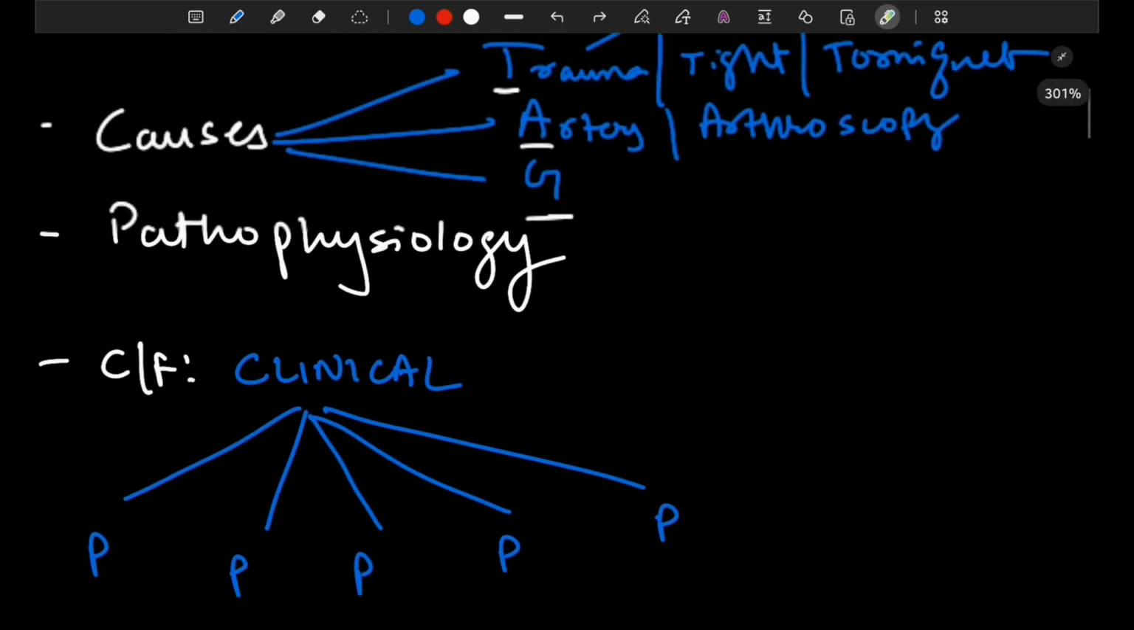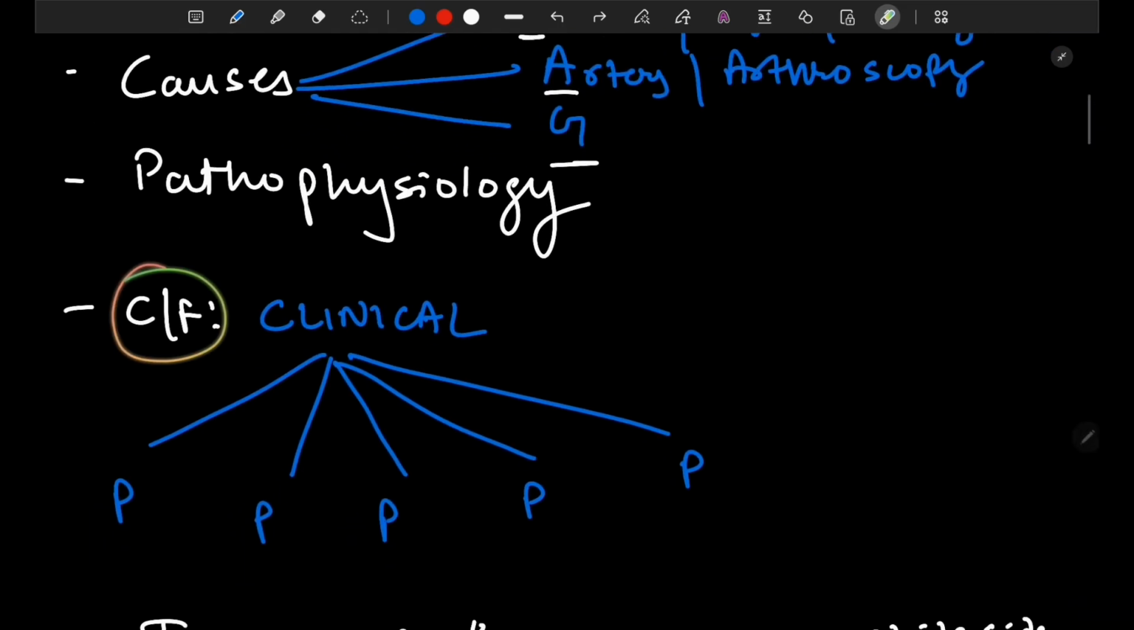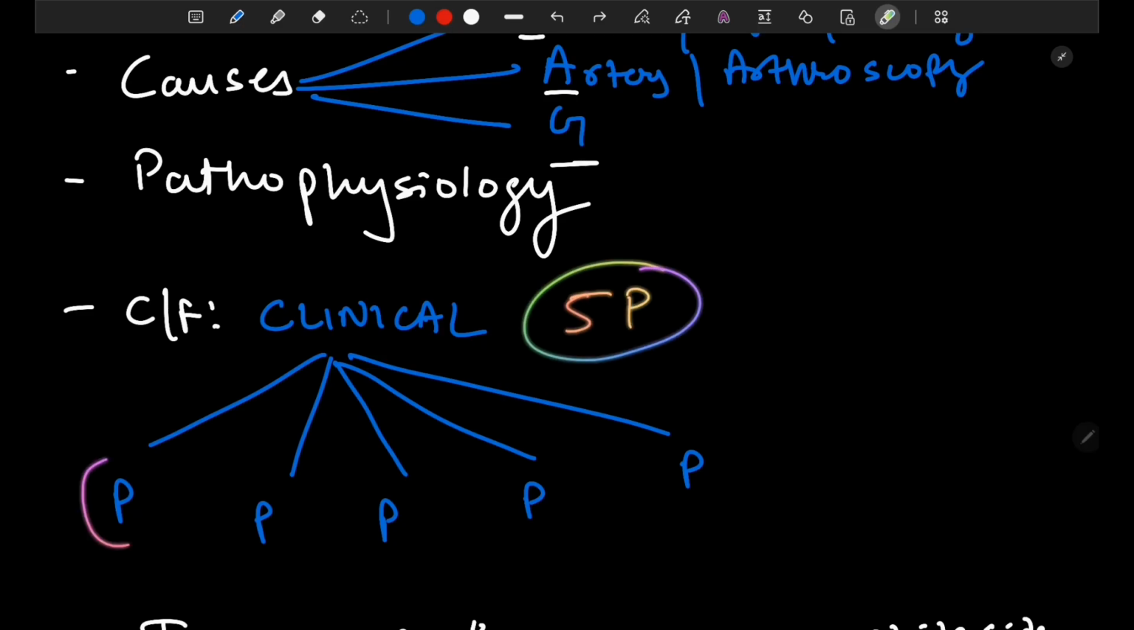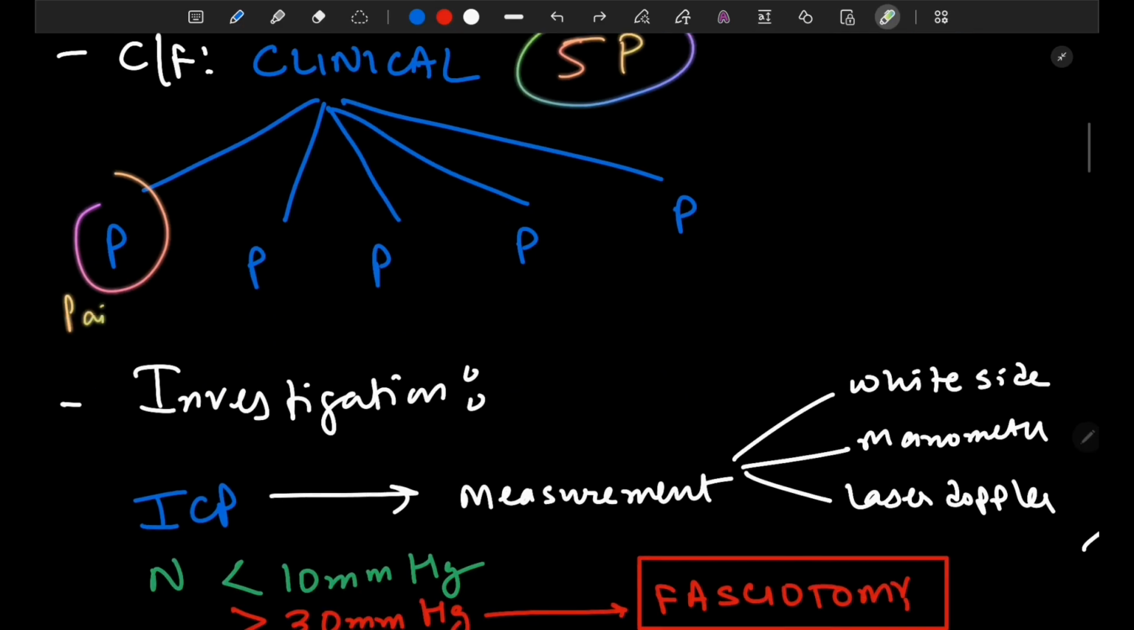Coming to our next subtopic, the clinical features of compartment syndrome. The clinical features are basically the 5 Ps. The first P stands for pain. Pain will be out of proportion to the injury. Pain will be on passive stretch. Pain cannot be assessed in a sedated or comatose patient. Hence, we have to look for different investigation modalities, which we will talk about later.